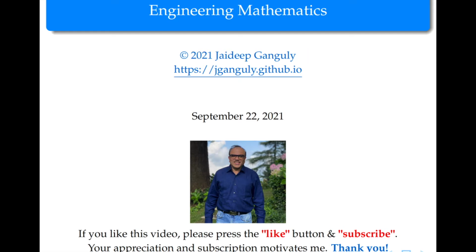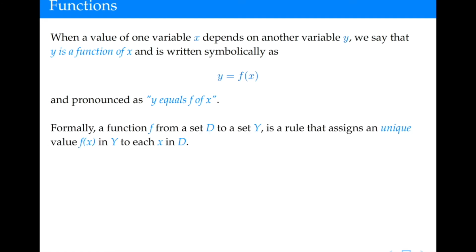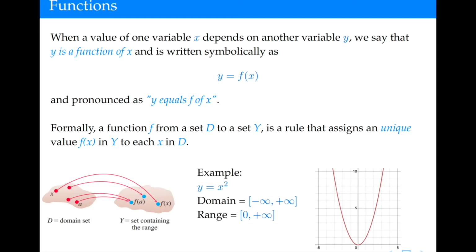We start with the very basics. In mathematics, a function is a rule that defines a relationship between one variable with one or more variables. If a variable y depends on a variable x, we say y equals f of x. Formally, a function maps a set, known as the domain, onto a set, known as the range. It is important to note that there is a unique value of y for a given x.